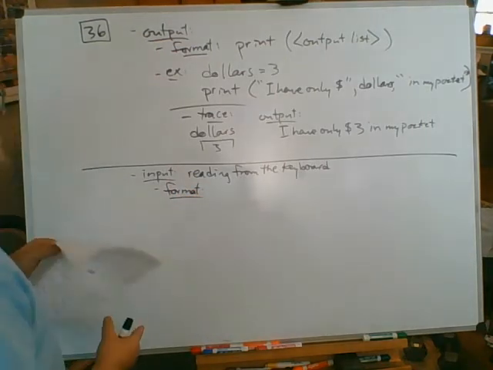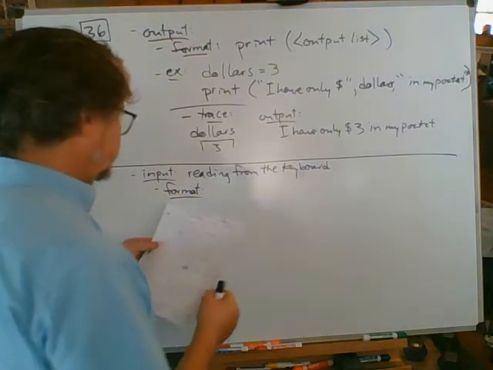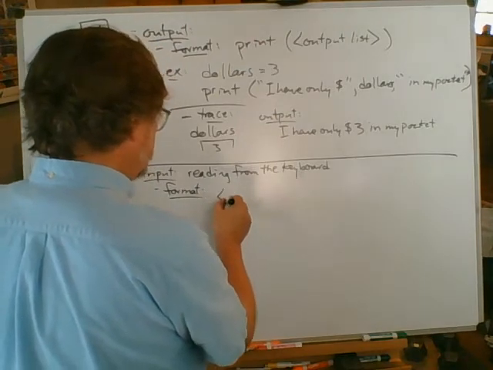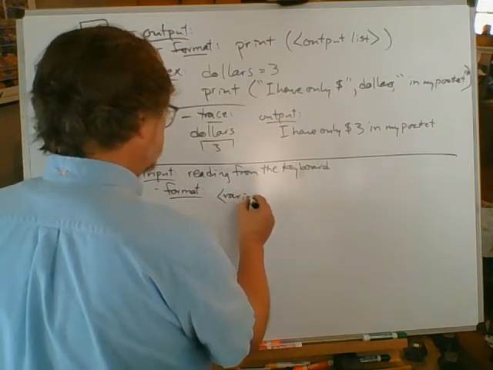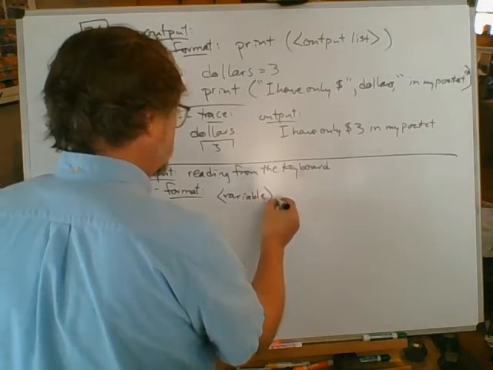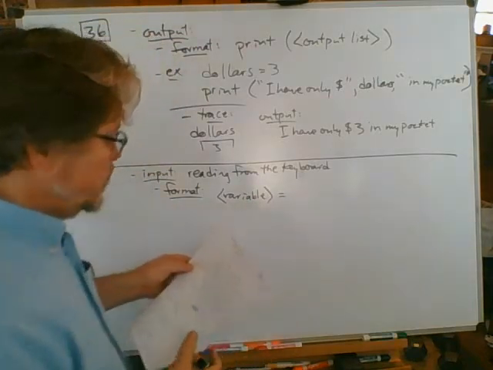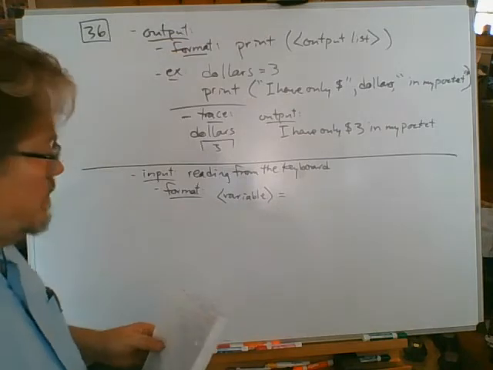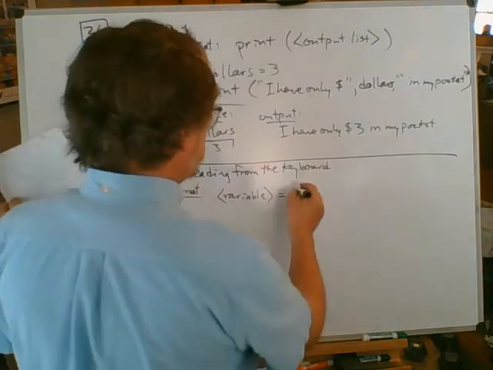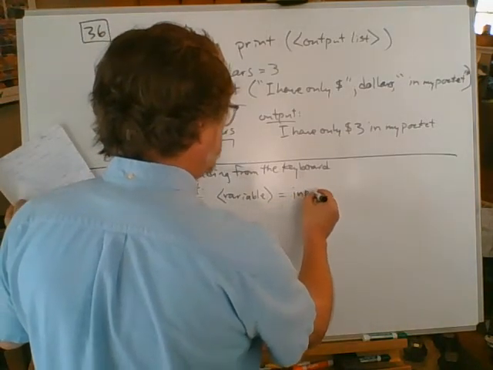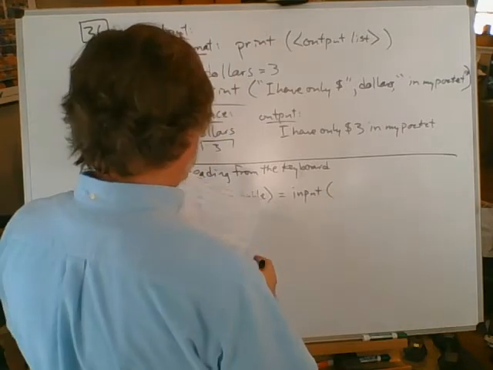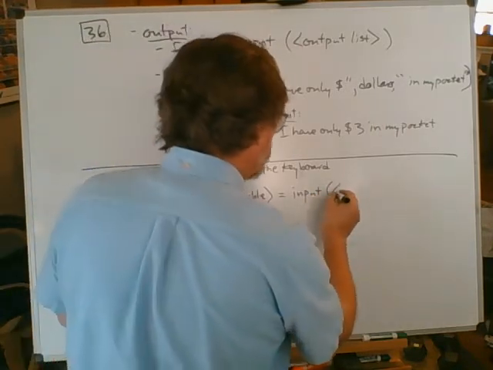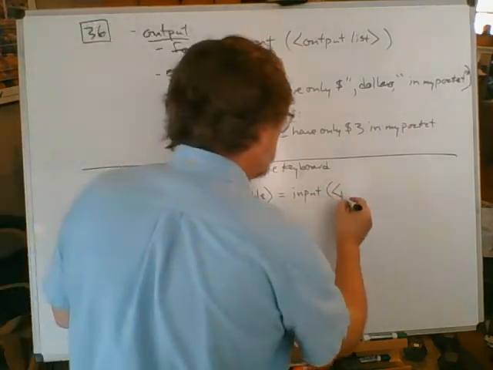The skeletal version that must be filled in. Variable, in pointy brackets, close pointy brackets, equals, you are right. This is a special case of an assignment statement. What's the expression over here? Input, I-N-P-U-T. And then in parentheses, we'll put a special string called a prompt, P-R-O-M-P-T.